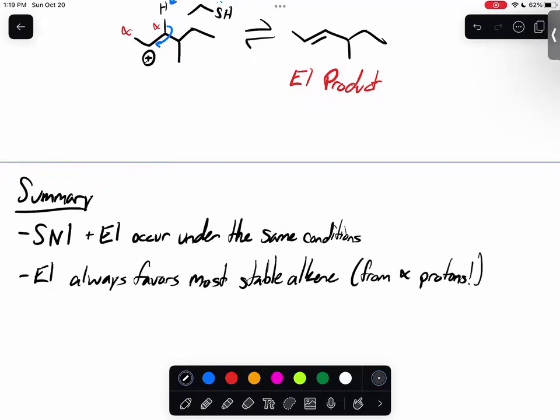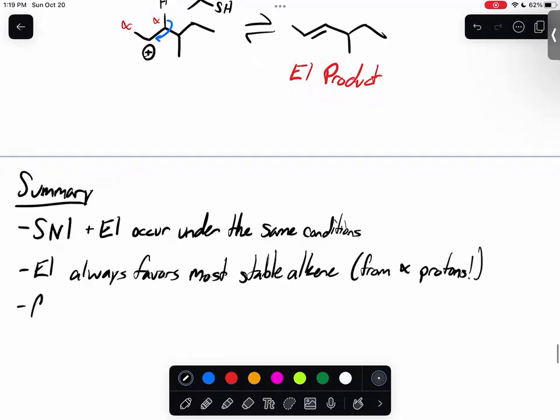Last but not least, rearrangements can occur to form more stable carbocations.